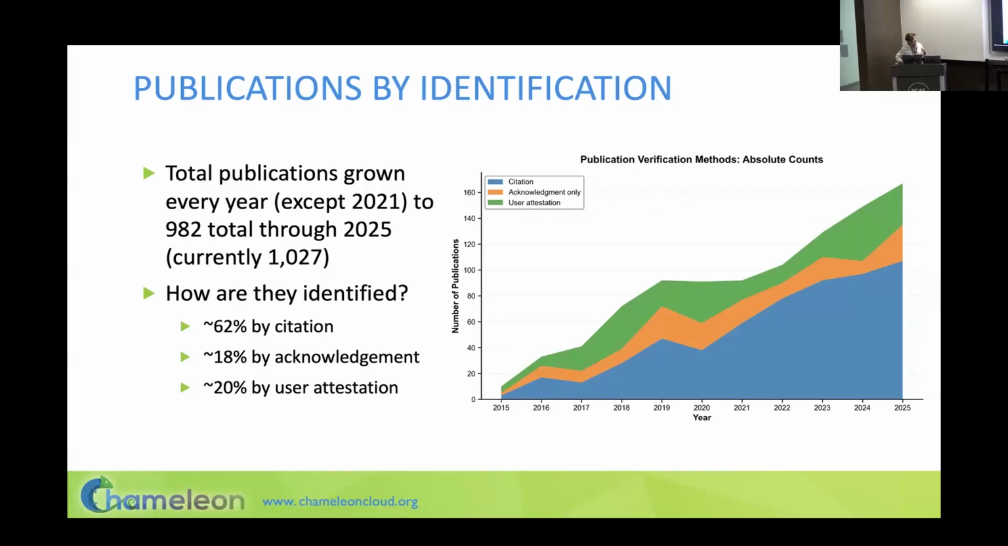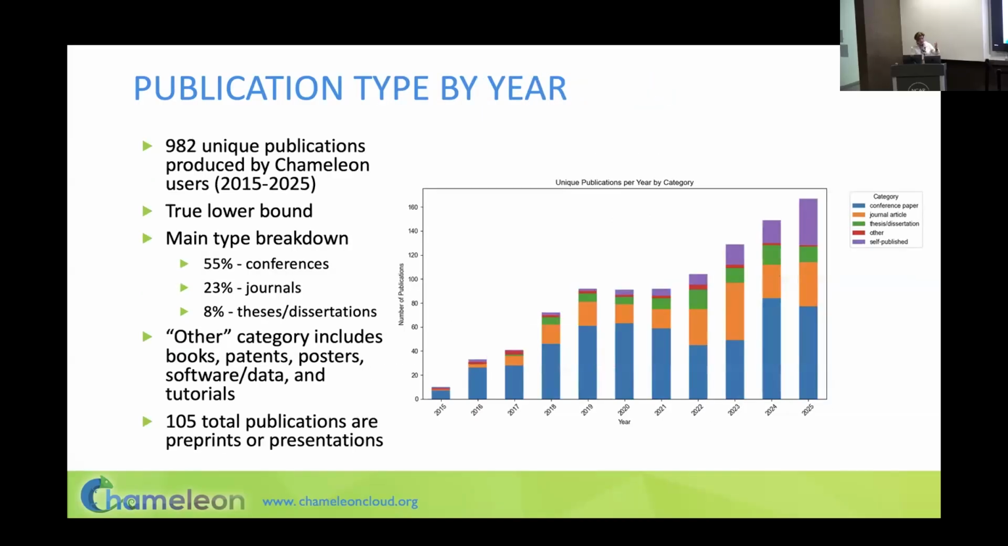How do we find them? Well, most of them we do find by citation, so thank you all for citing Chameleon. It helps with both attribution and identification. Of the other ones, roughly half by acknowledgement and half by user attestation. What does it look like through the years? How many publications in different years of the system operations did we find? And what were those publications? Where do our users publish?